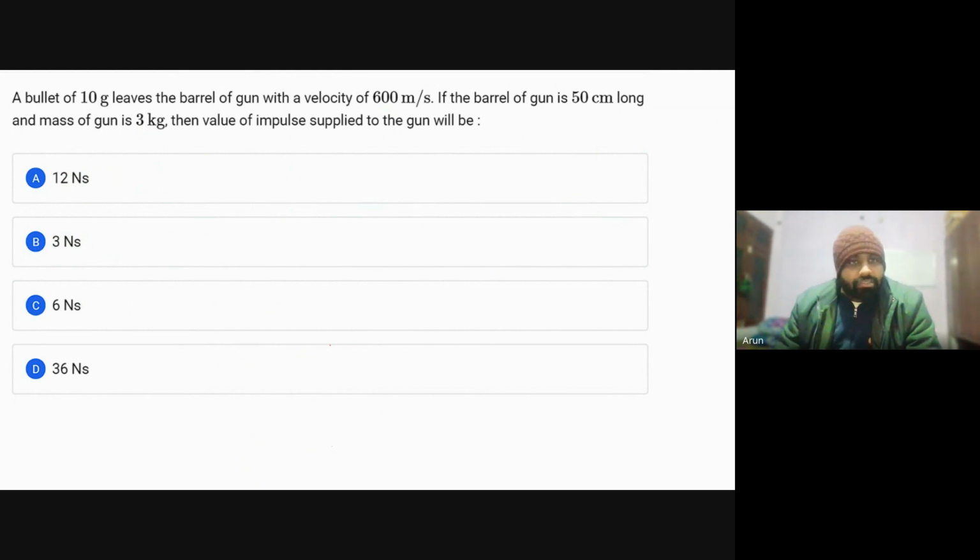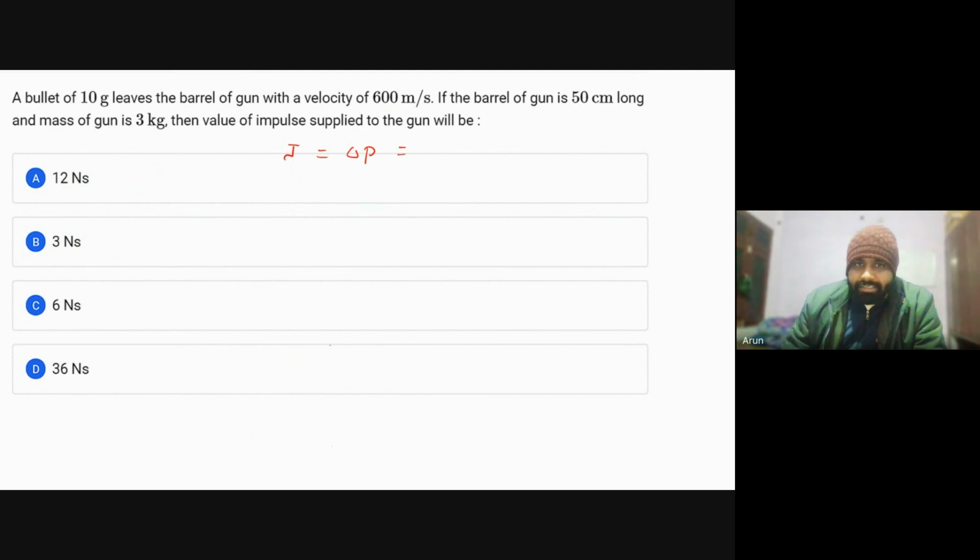Okay. So here we are with some questions on work, energy and power. So this is our first question. A bullet of 10 gram leaves the barrel of a gun with a velocity of 600 meter per second. If the barrel of the gun is 50 centimeter long and the mass of the gun is 3 kilogram, then the value of impulse supplied to the gun will be. So we know that impulse is nothing but J equals change in momentum. This is the impulse momentum theorem also.